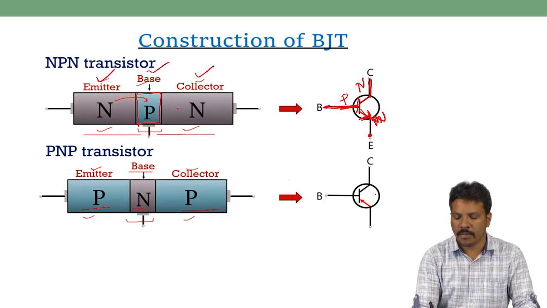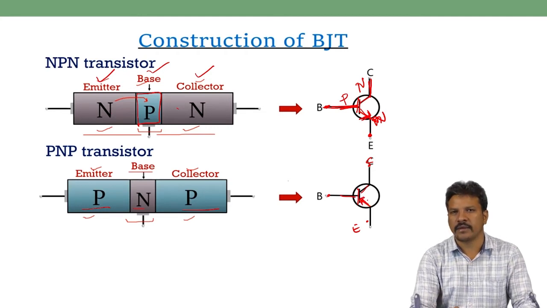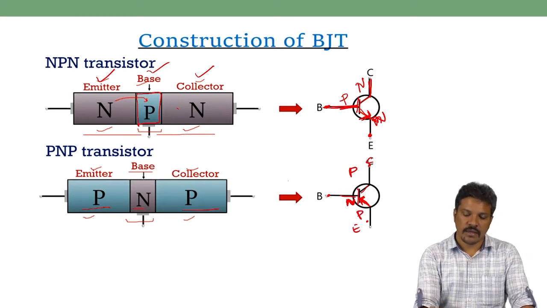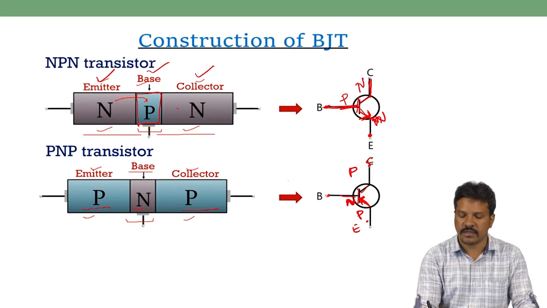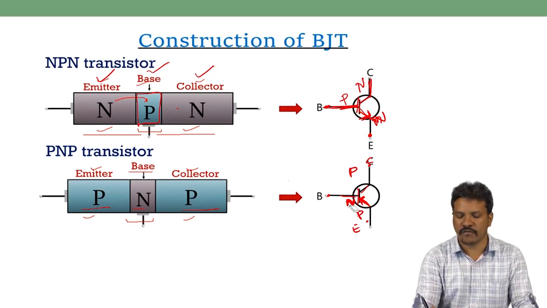Whereas for the PNP transistor, the symbol has three terminals: one is the base, this one is the emitter, and this one is the collector, and the arrow points towards the device. This direction towards the device represents the PNP transistor, and the end of the arrow represents the N-type. So when N is in the center, the remaining are P-type, giving a PNP transistor. Most of the time in circuit analysis, instead of these box representations of PNP and NPN transistors, we simply use these symbols in network analysis.